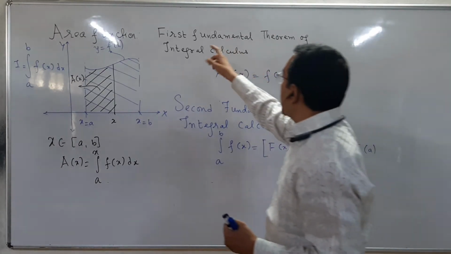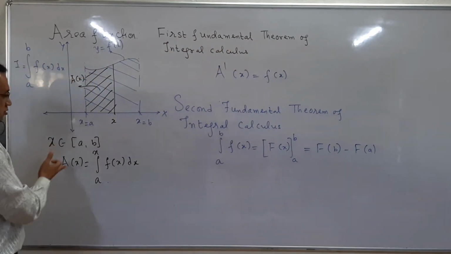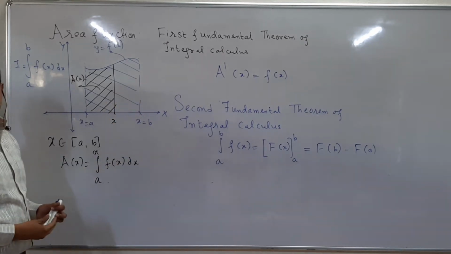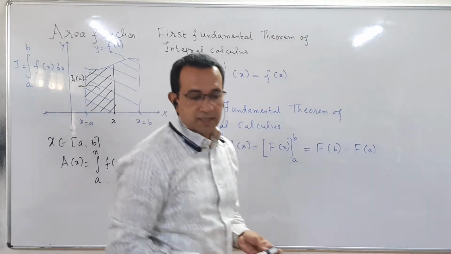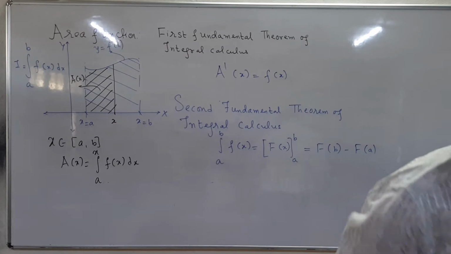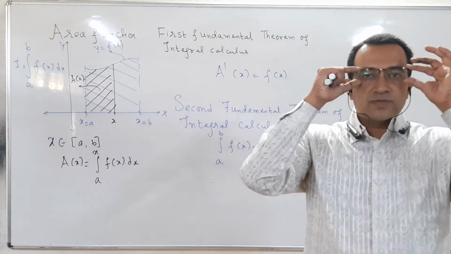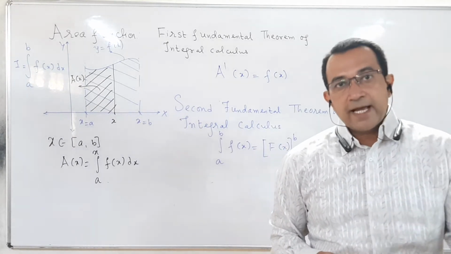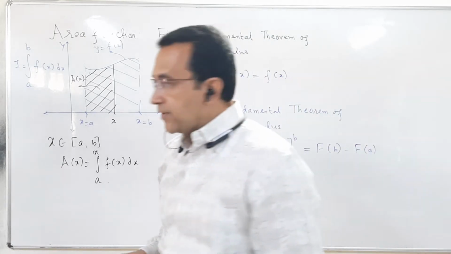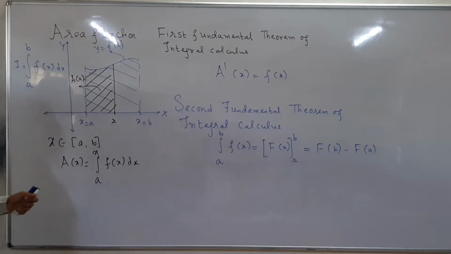Based on this, students, we have the first fundamental theorem of integral calculus. If I differentiate this, then definitely A'(x) is equal to f(x). So what is our first fundamental theorem of integral calculus in the textbook? It is given on page number 335. Let f(x) be a continuous function on closed interval [a, b], and x be any value within the closed interval [a, b]. And if A(x) is the area function, then definitely A'(x) will be equal to f(x).